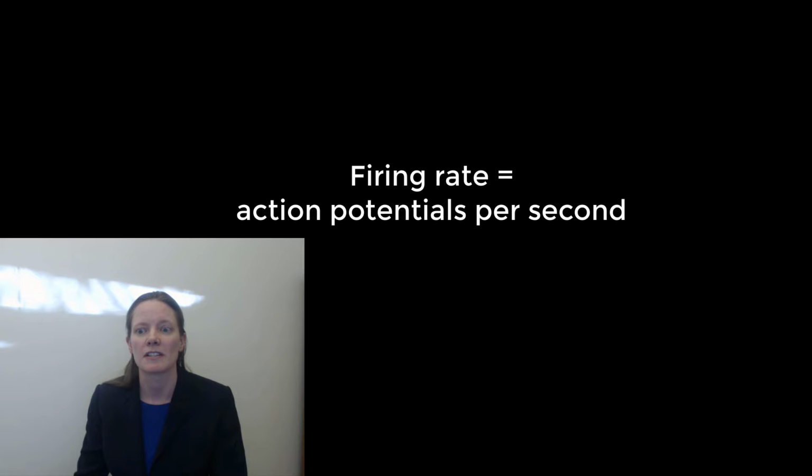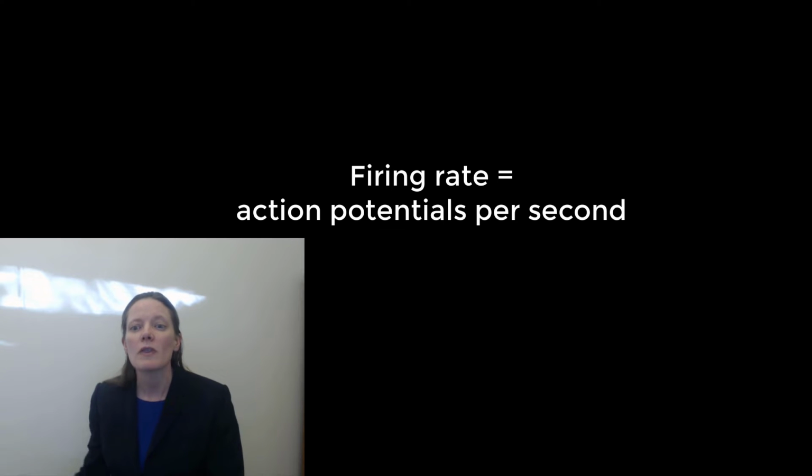You can count up the number of action potentials a neuron experiences in a fixed amount of time, divided by the length of that time window, and that number is called the firing rate of the neuron. This will be measured in action potentials per second, or hertz. The idea that the firing rate of a neuron changes based on some external variable is called rate coding, because the firing rate of the neuron encodes information about something else.